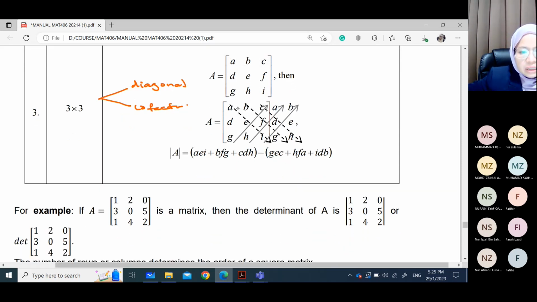So untuk kaedah diagonal, you kena darabkan dekat sini A, E, I plus B, F, G plus C, D, H, multiply with the arah yang berlainan, which is daripada bawah ke atas ni, which is G, E, C plus H, F, A plus I, D, B. Okay, so kita tolakkan. So kita akan dapat determinant. So untuk determinant matrix ni, you will come up with a value, bukan matrix. So bila cari determinant, maknanya you cari nilai. Okay, bukan matrix.